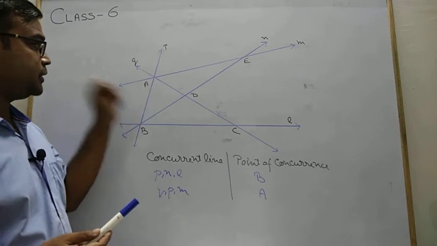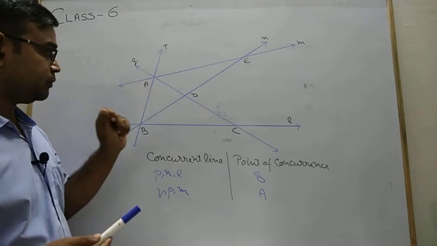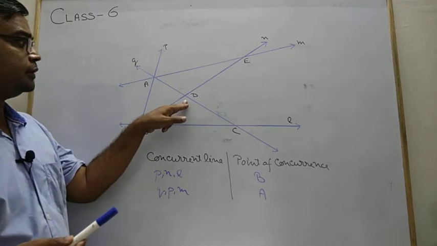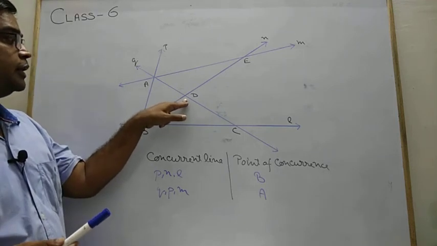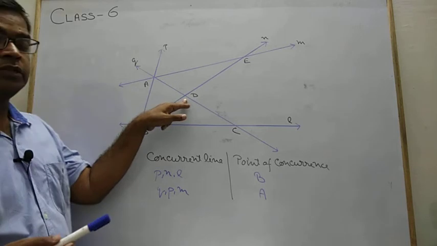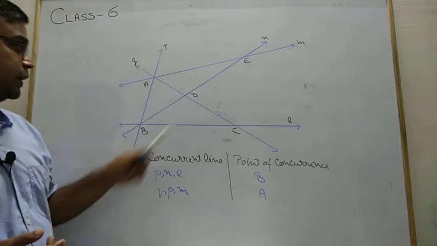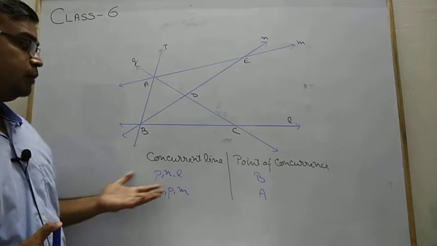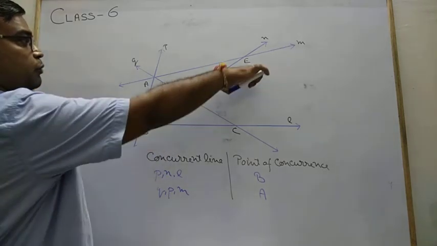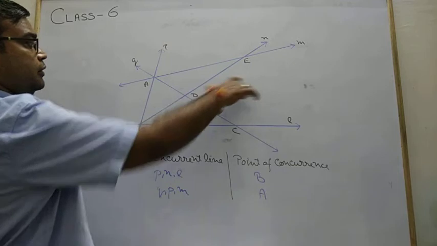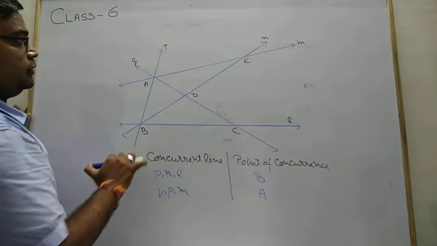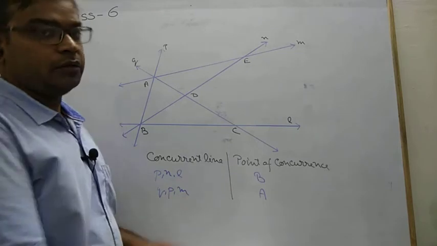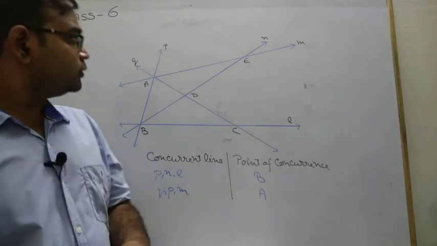Rays, line segments, also intersecting points are there. If two lines intersect each other, that point is known as your intersecting point. Collinear points are given, three collinear points B, D, E, and A, D, C. Now if you change the question with the same figure, I think you can solve the question.